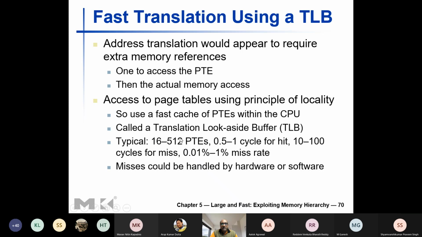For fetching, suppose the particular virtual address mapping is available in the cache. It takes, as I mentioned, 0.5 to one cycle if it is a hit. If it is a miss, then you have to go to the page table, and another 100 nanoseconds, about 100 cycles, may be required. The miss rates will be very small, like 0.01% to 1%. The misses can be handled by either hardware or software.